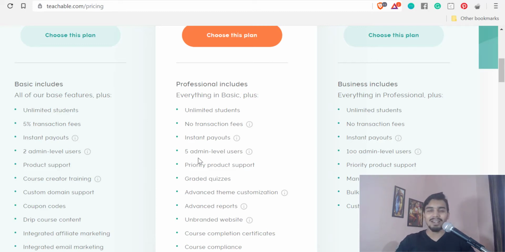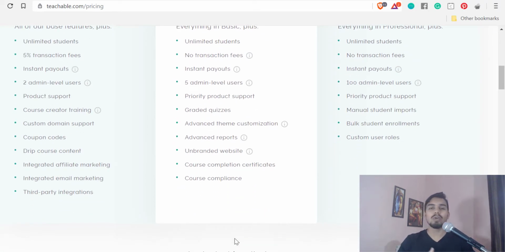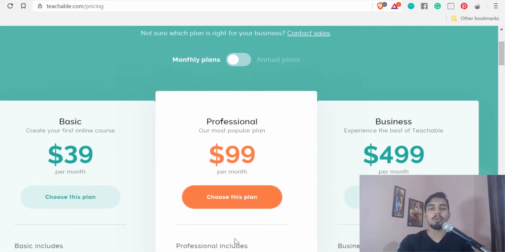So yep, it's all about the choice. You will have to pay 5% transaction fees on the basic plan. On the professional plan, you do not have to pay any transaction fees, right? So it's again good. And you will also have an unbranded website, so you will not find any Teachable branding on your website or your course platform once you switch to the professional plan.